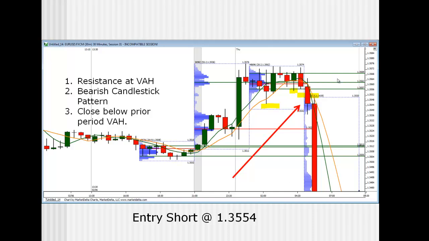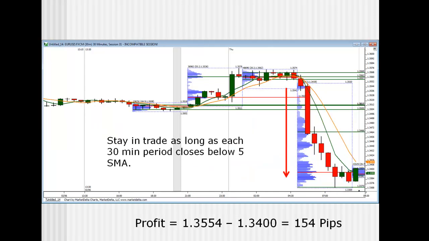The beauty of the profile and the value area and price moving away from value on the Forex, once you see that, is you are really able to get into these moves when they start, when they begin, and capture the full move. Take a look at the beautiful move down with the two moving averages, the simple 5 and the 8, and we have an entry short at 1.3554. And we take this down all the way during this 240-minute period.